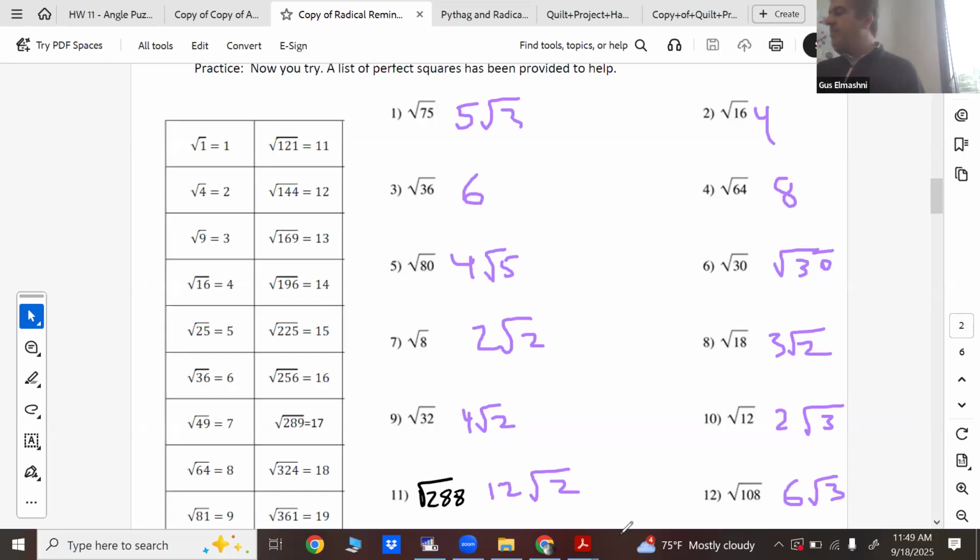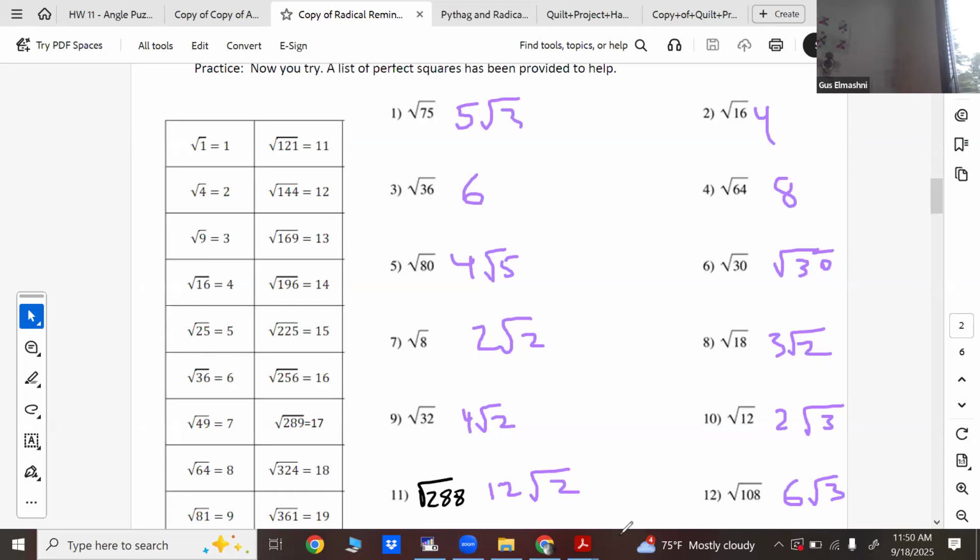All right, here we go, guys. Let's talk about the answers. All's good? Yeah. So for number 1, that's 5 root 3. 25 is a factor. 75 divided by 25 is 3. 2 is pretty straightforward, and 4 is pretty straightforward. 3 is straightforward. 6, yeah, there's no perfect squares. That's 2 times 3 times 5. I can't do anything about that.